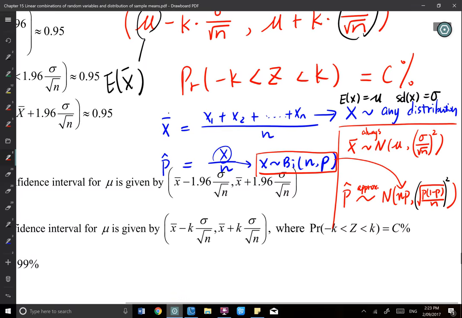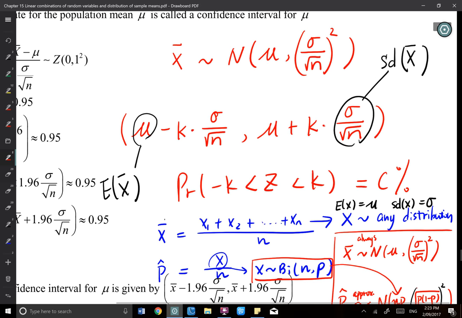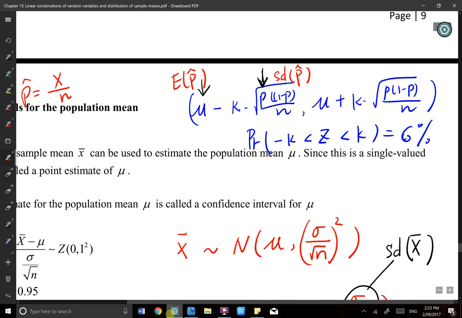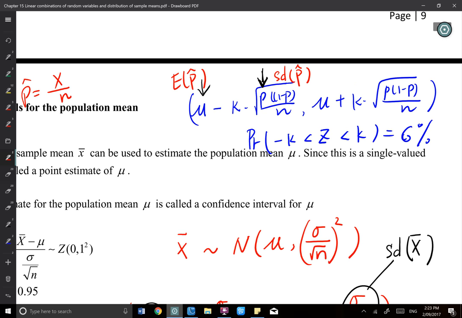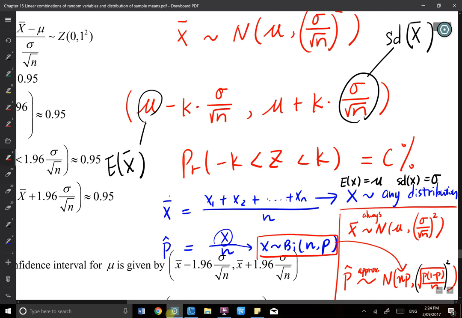Okay. So now, again, the confidence interval is like before: mu minus that. That's the mu, that's the standard deviation for p hat, right? Then I will just change those two things into the mu and standard deviation for x bar. So mu is still the expected value for x bar, but the standard deviation is that divided by that. That's what I have here. I'll change that to this.